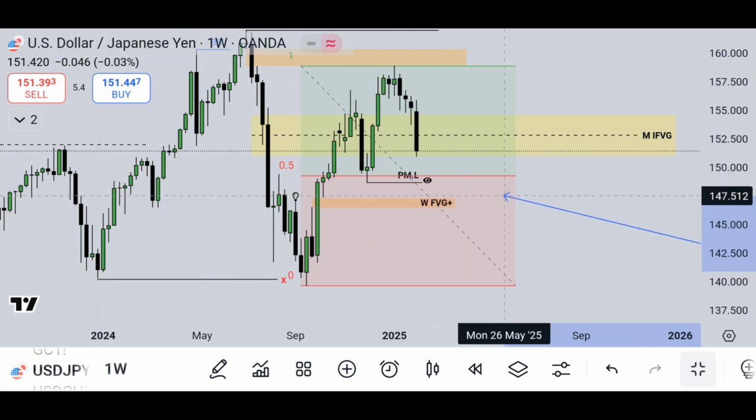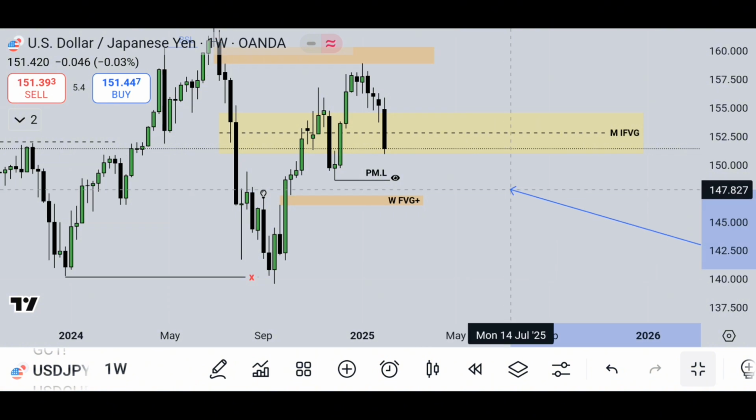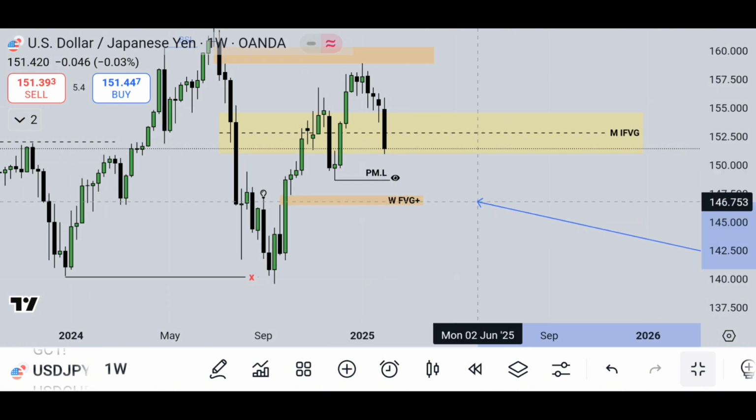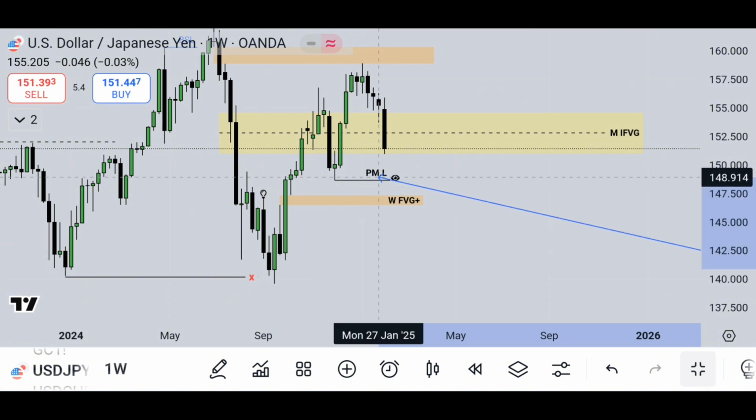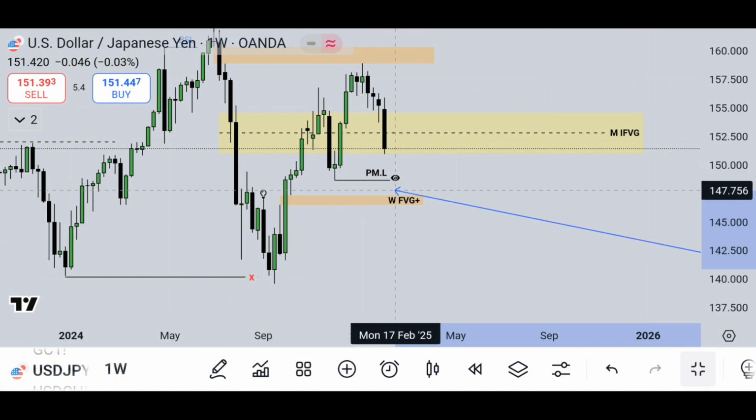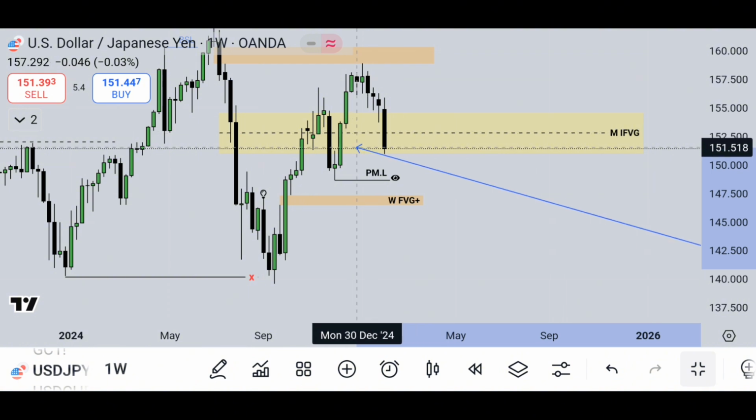So I think I'm going to delete that. So you can see guys here that we have these previous monthly lows, right? And a violation of this.